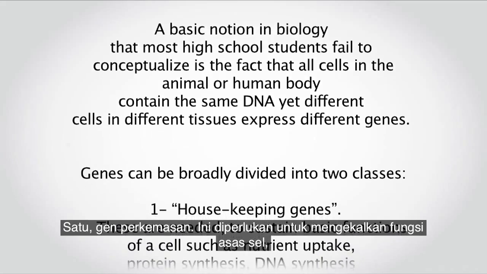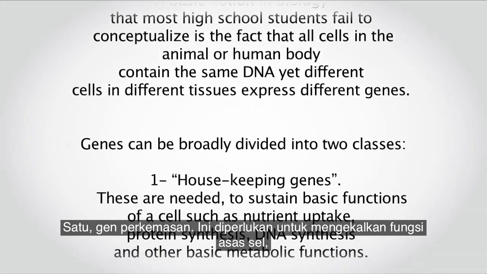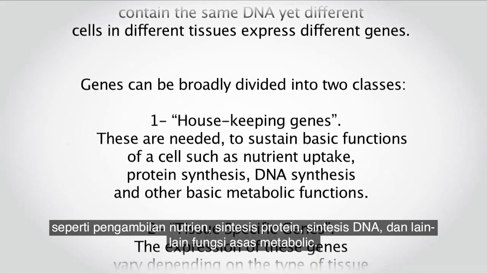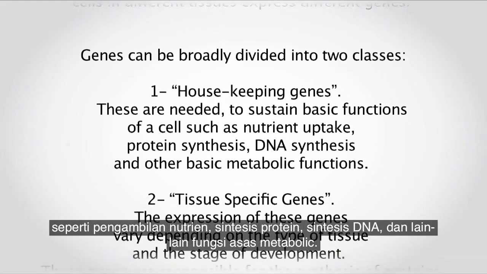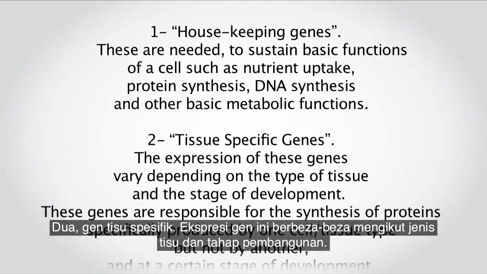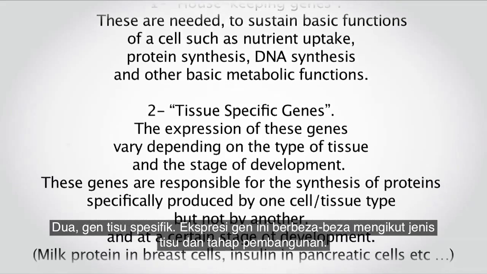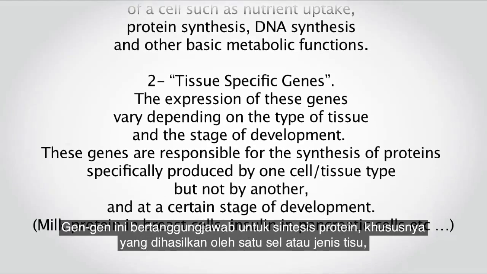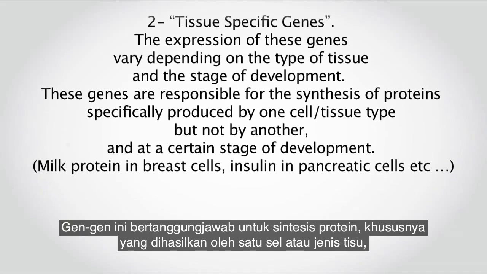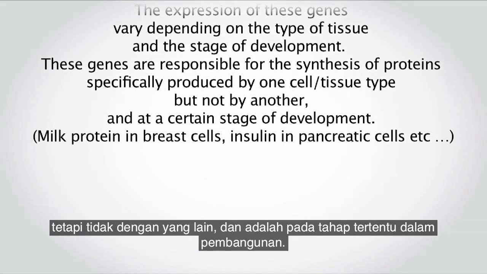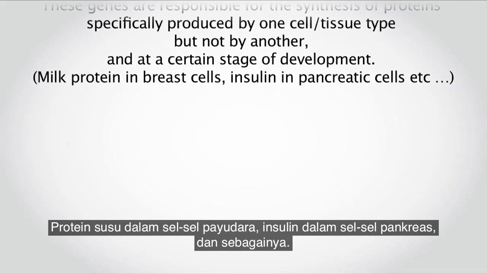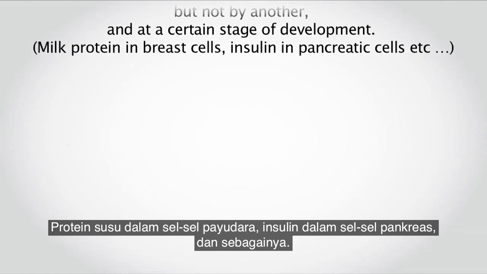1. Housekeeping genes. These are needed to sustain basic functions of a cell, such as nutrient uptake, protein synthesis, DNA synthesis, and other basic metabolic functions. 2. Tissue-specific genes. The expression of these genes vary depending on the type of tissue and the stage of development. These genes are responsible for the synthesis of proteins specifically produced by one cell or tissue type, but not by the other, and at a certain stage in development. Milk proteins in breast cells, insulin in pancreatic cells, etc.